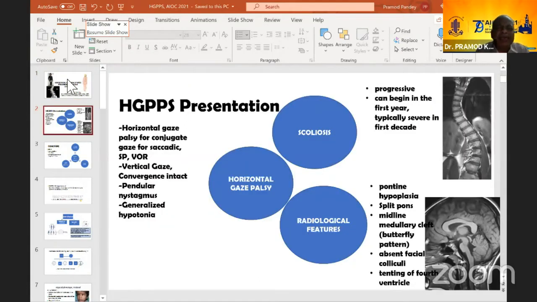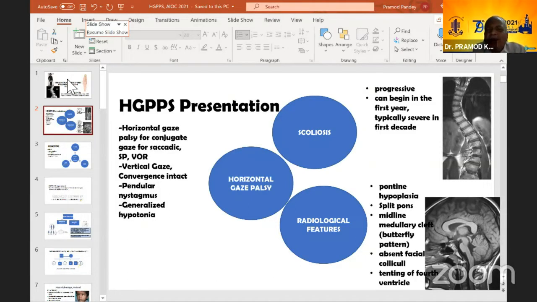So HGPPS can have three. This is a horizontal gaze palsy with progressive scoliosis. There is a gaze palsy of the conjugate gaze for saccades, smooth pursuit, and VOR. Vertical gaze is intact. Convergence is intact, and there is a pendular nystagmus quite often in these cases. And there could be a generalized hypotonia also in these cases, which one should look for.